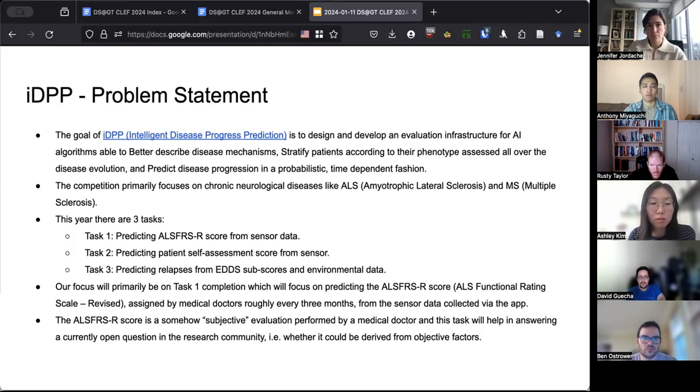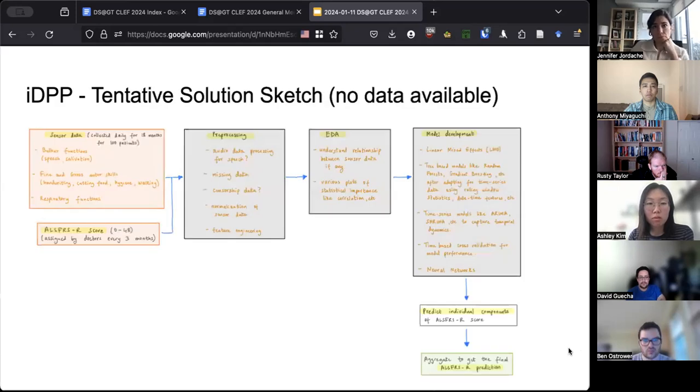This year there are 3 tasks, as we can see over here. We will be primarily focusing on task 1, and maybe we can get to task 2, but our focus is going to be primarily task 1. And the approach that me and other folks from the team have thought about is, Anthony, can you go to the next slide? Sorry, I have a pen written sketch that I did over the past few days.